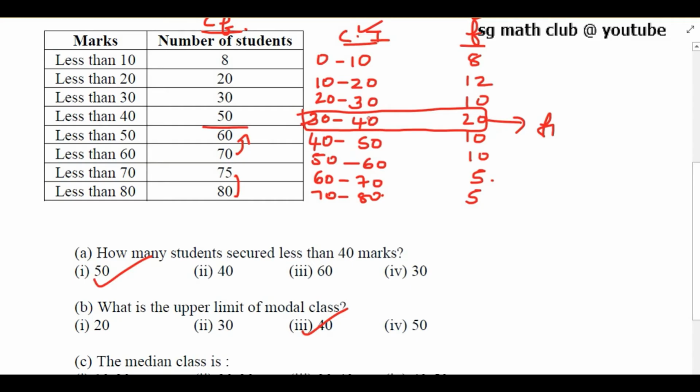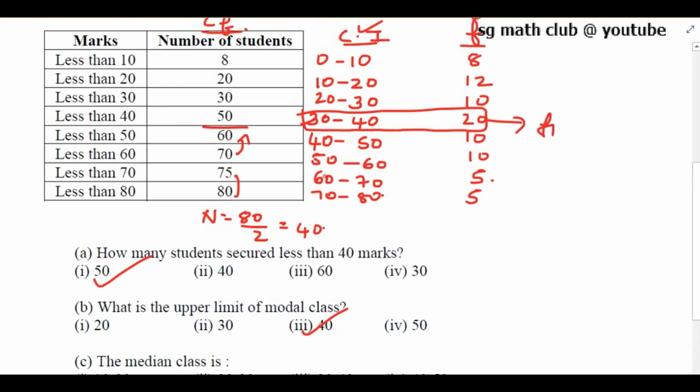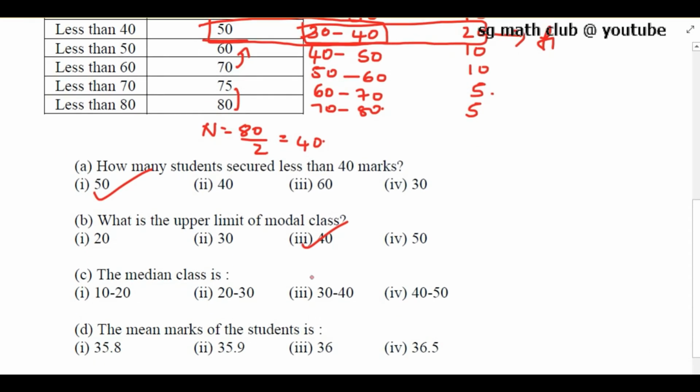Now which is the median class? So to find out the median class, the total frequency n is 80. So we have to do 80 by 2 is 40. We have to find out the number which is greater than or equal to 40 in the cumulative frequency column. So this is that 50. So our median class is also 30 to 40. Median class is also 30 to 40.